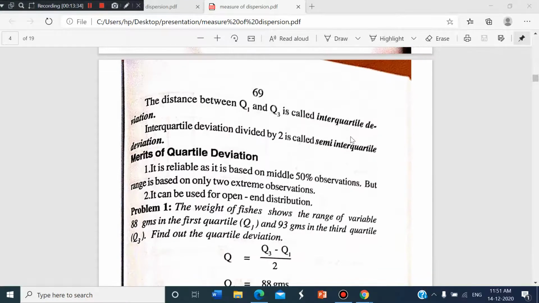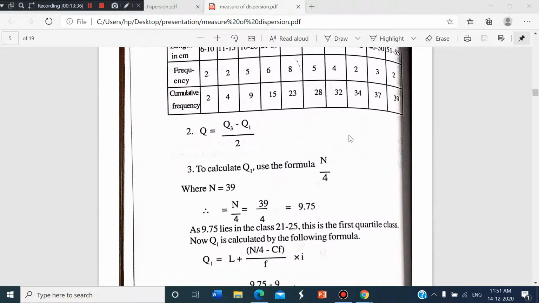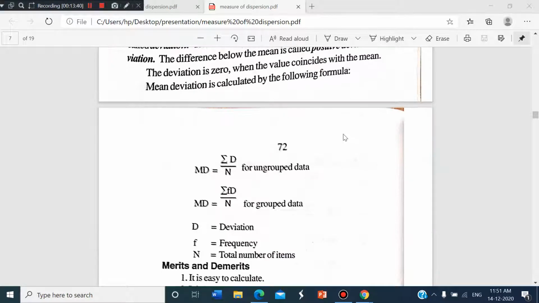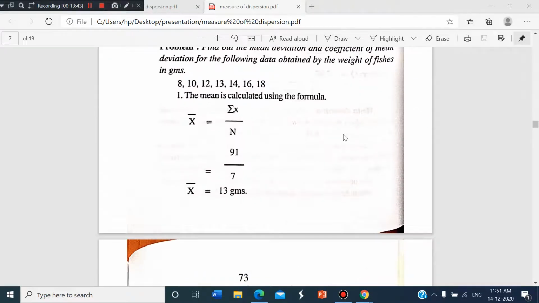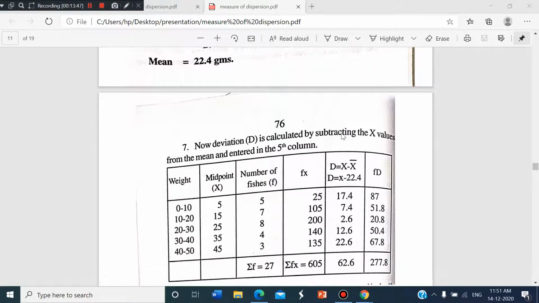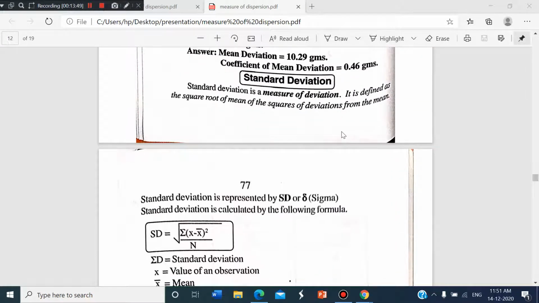Then about the quartile deviation, it is not in your syllabus. The next one is the standard deviation. This is also a measure of dispersion or measure of variation. That is what you call standard deviation.